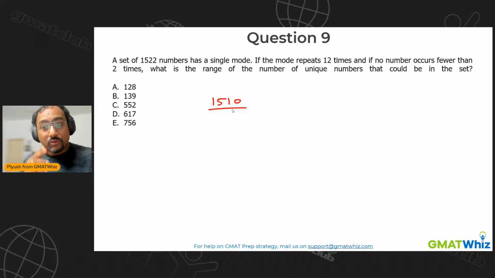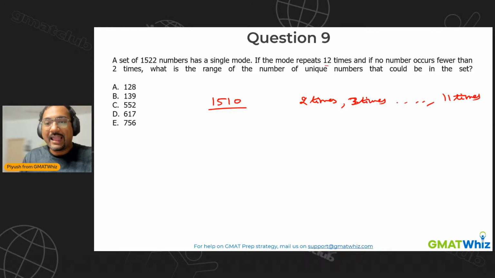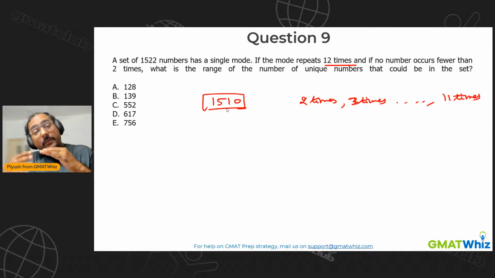Now, no number occurs fewer than 2 times. So every number is occurring at least 2 times. So a number can occur 2 times, it can occur 3 times, it can occur 4 times, all the way till 11 times. Because the mode I have already taken out and adjusted for it. Okay. Now the question is asking me, what is the range of the number of unique numbers that could be in the set? Now, range of number of unique numbers. Now you have to decipher this also. Like some of them, when you read this fast enough, you don't understand what it is asking.